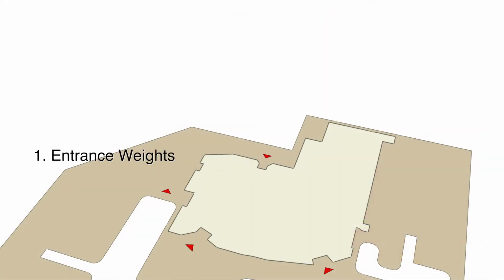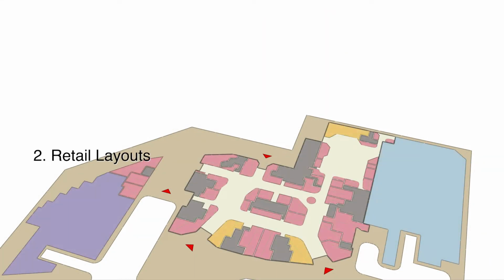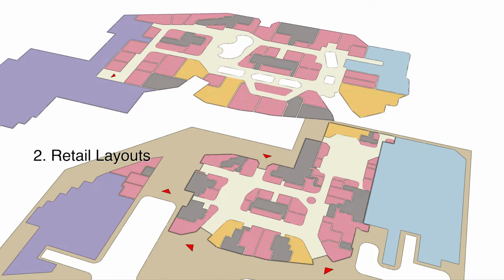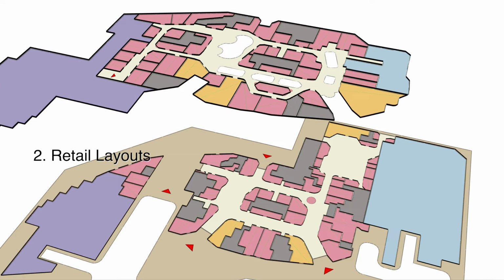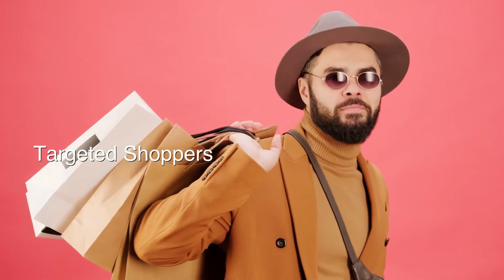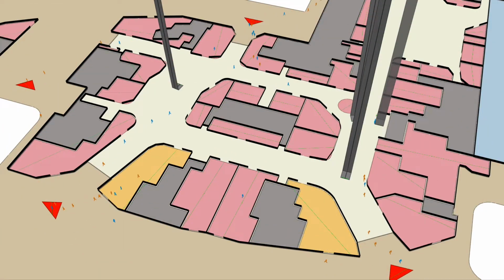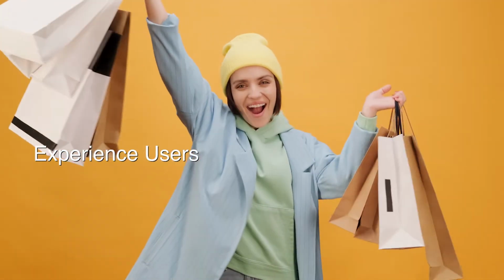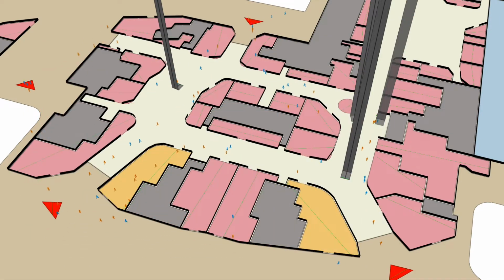We will be identifying the strength of each entrance and then import the layout to define where people can access each shop unit. We will also be testing out different circulation strategies for lifts and escalators. For our users, we will input targeted shoppers, which know exactly which shops they want to visit, and experienced users who will just dwell in the space for a period of time.